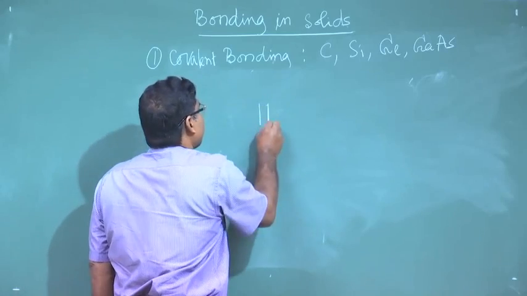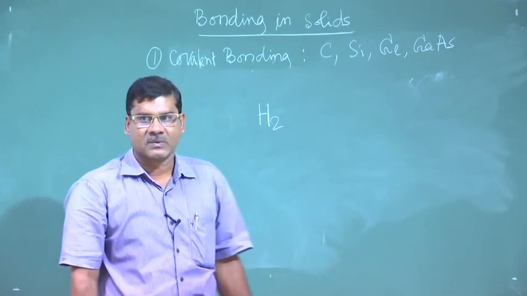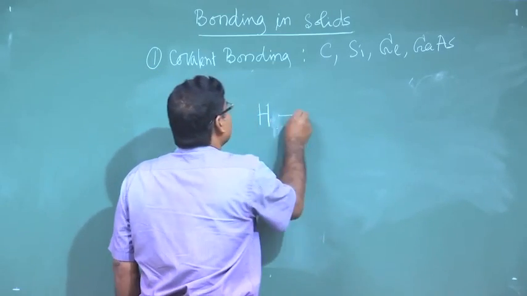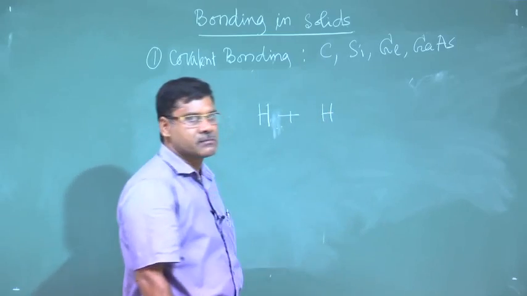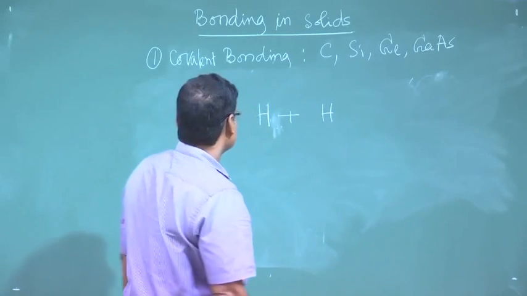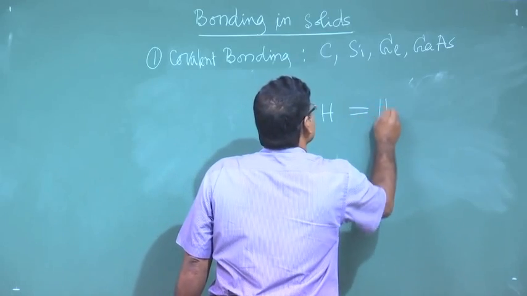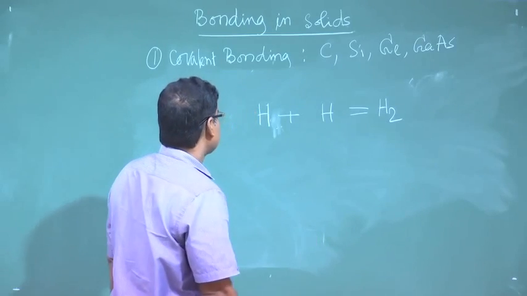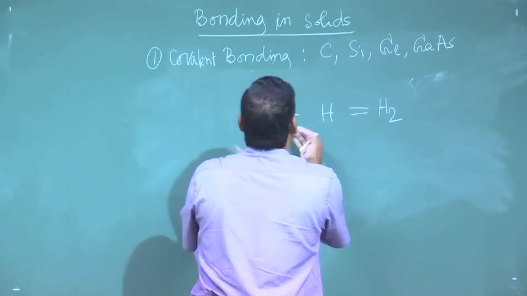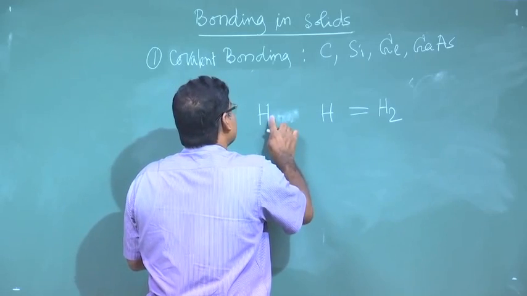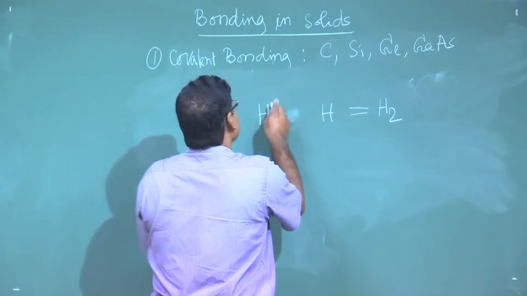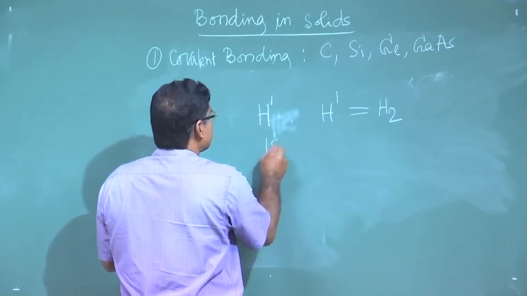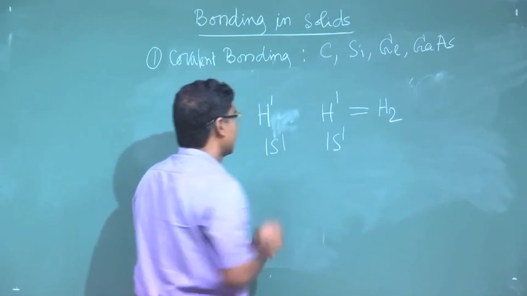So, basically if you take H2, the hydrogen gas. Two hydrogen atoms, if they come close, can form a hydrogen molecule. So, this is basically hydrogen gas H2. Why and how do they form? There must be some bonding between these two. This one has 1 electron, this one has 1 electron, so 1s1 and 1s1.